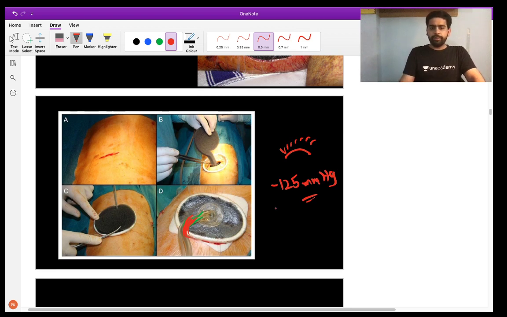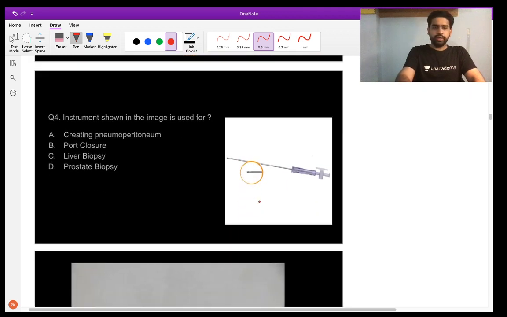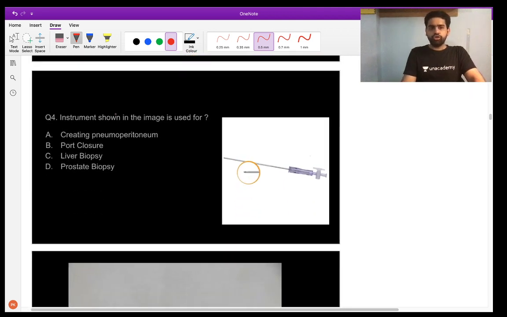If the patient has active osteomyelitis, or maybe malignancy, then vacuum assisted closure is not advised. Okay, so this is about it. Then next, they showed you an image of an instrument and asked what it is used for. This was a simple Veress needle, and you use it to create a pneumoperitoneum.